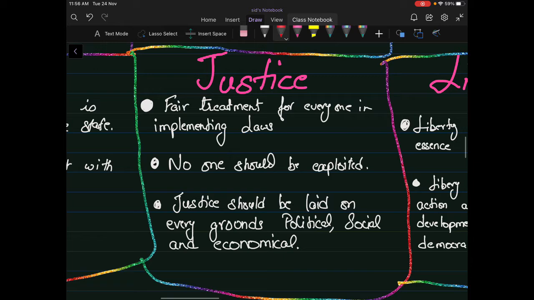Let us move on to another principle, that is justice. So justice here simply means fair treatment of everyone in implementing laws.